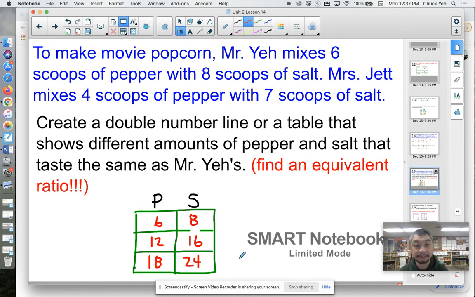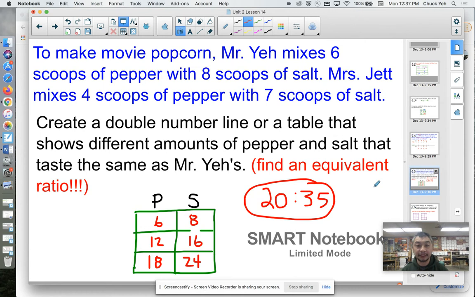Think about one for Mrs. Jet. Quickly. What's one? I know some of you are going to have some crazy ones. I did mine and I put, did anybody put this? Tell me the truth. Did anybody put this for Mrs. Jet? 20 to 35. Okay, my math friends, tell me how many times what will equal 20 and 35? 5, right? 5 times 4 and 5 times 7, 20, 35. Okay, last one.